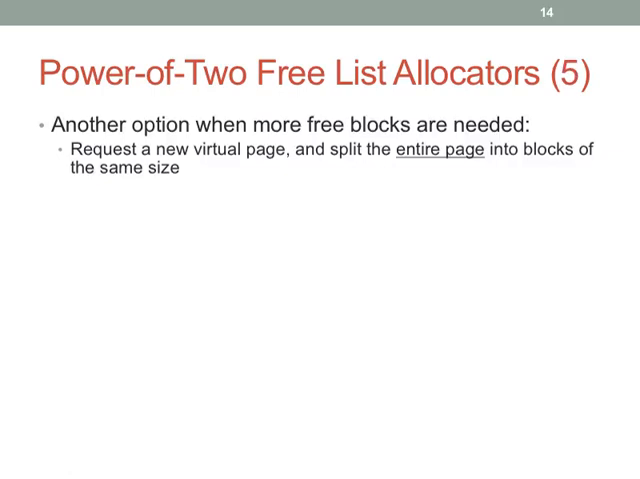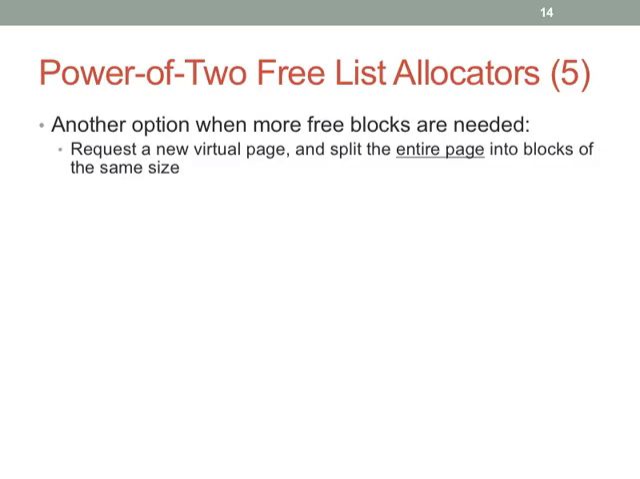Now, here's another interesting option. Let's say that somebody needs this 48-byte allocation, and so you say, all right, I'll try to find a 64-byte allocation, and I only have 256 bytes and up. Well, another option is to take an entire page and split the entire page into blocks of the same size. Now, we're talking powers of 2, so we know that as long as the request size is less than the page size, I'm going to be able to pack more than one of these things in there.